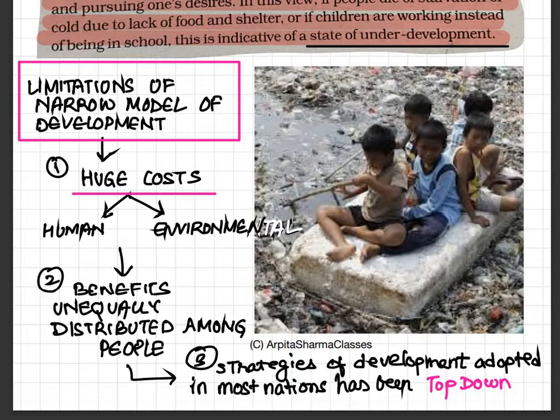And there is a decrease in equality, or equal distribution among people. There is a high rise or increase of unequal distribution among the people. And the third limitation is that the strategy which has been used by many nations, most of the nations, for making the nation developed is top down.